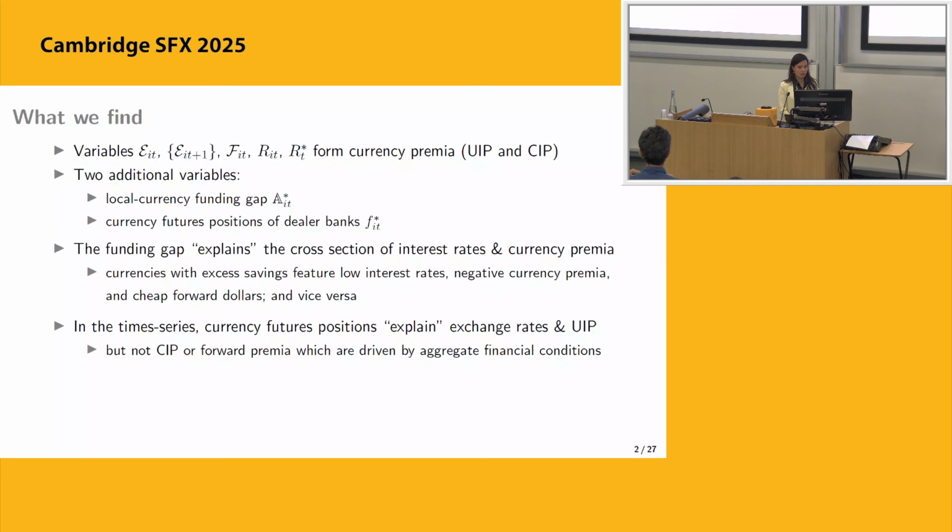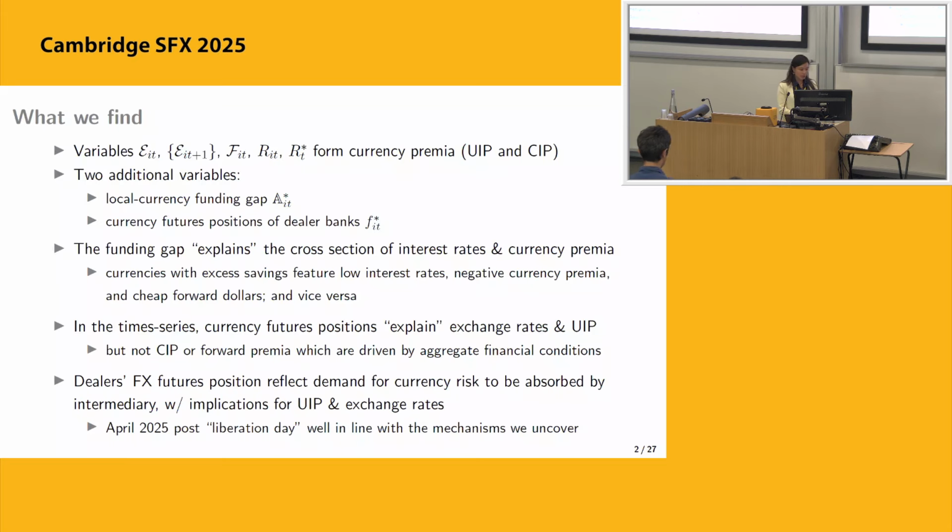in currencies with a positive excess local currency saving. And in the time series, this currency futures position will statistically explain a lot of variation in exchange rate and UIP. And here's where the behavior of the two wedges will differ, because CIP or forward premia will behave very differently in the time series.